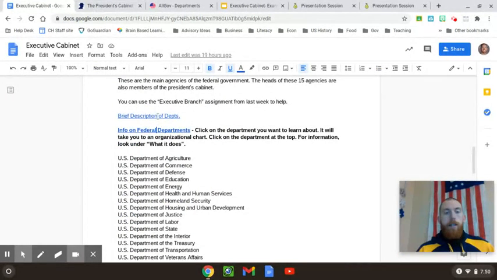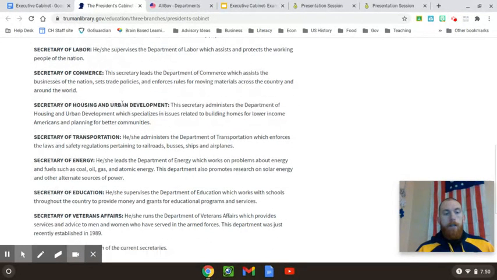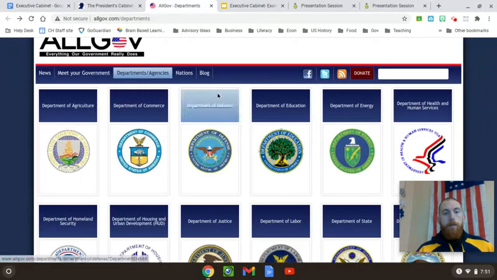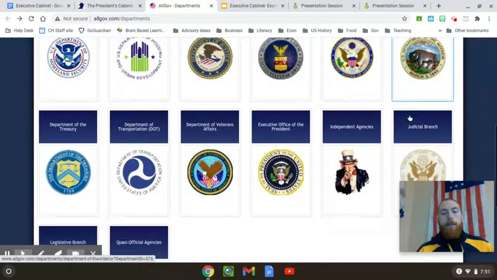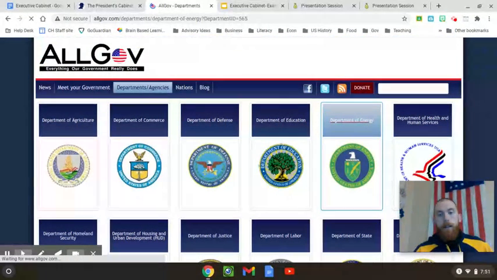So this will take you to just a brief overview of all the different departments. So that looks like this. I went to Secretary of Energy, read what their overall department's about, and I used that to help me. Then there's also this one as well that has more in-detail information about each of these departments. So this will take you to a website like this. It has all the different departments. So I'm doing Department of Energy, click there.